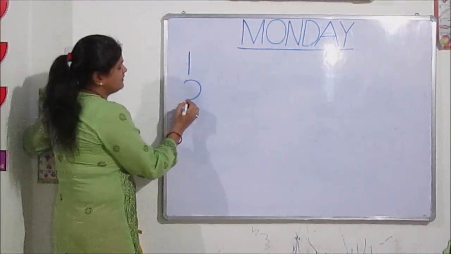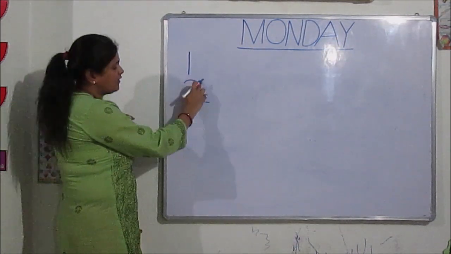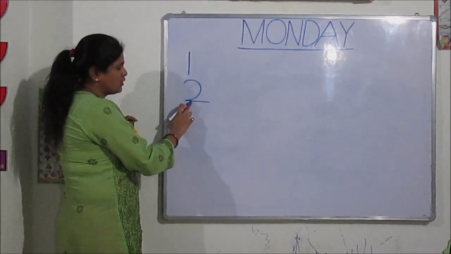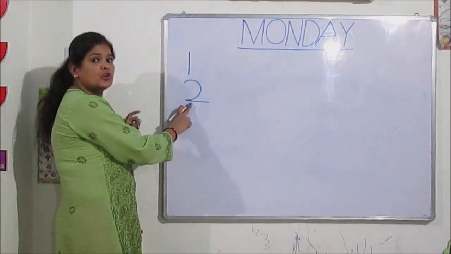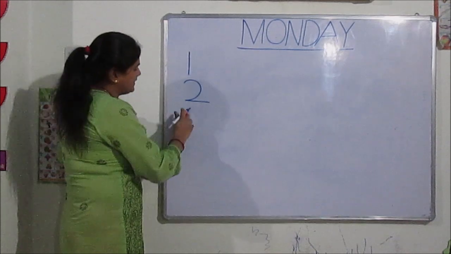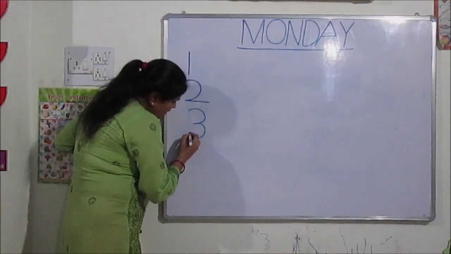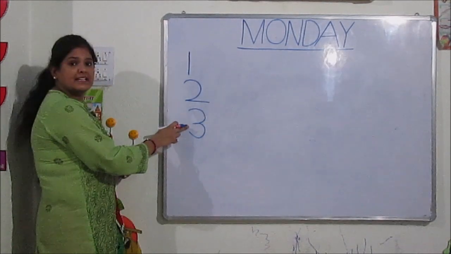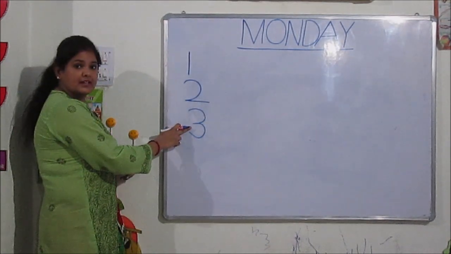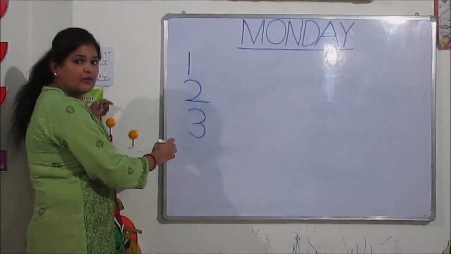Curve line. Slipping line. Curve line. Slipping line. Which number is it? 2. Now after 2, 3. Curve line. Curve line. Which number? 3. After 3, number 4.